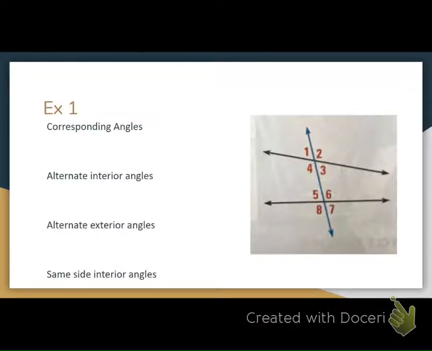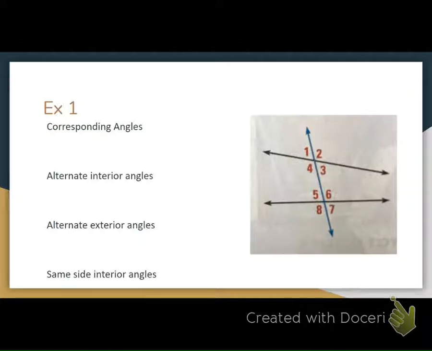Corresponding angles. Where did I leave off? Somewhere over here, right? I think I left off on you. Okay, so corresponding angles, remember that is the same position in reference to the line and the transversal.